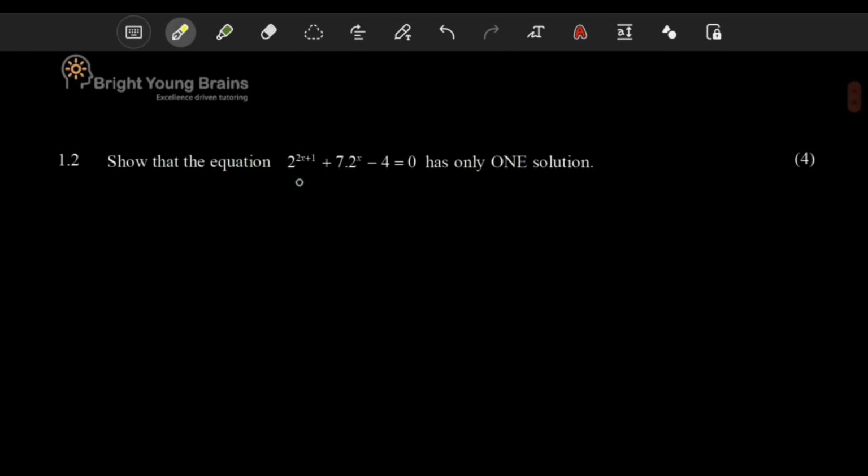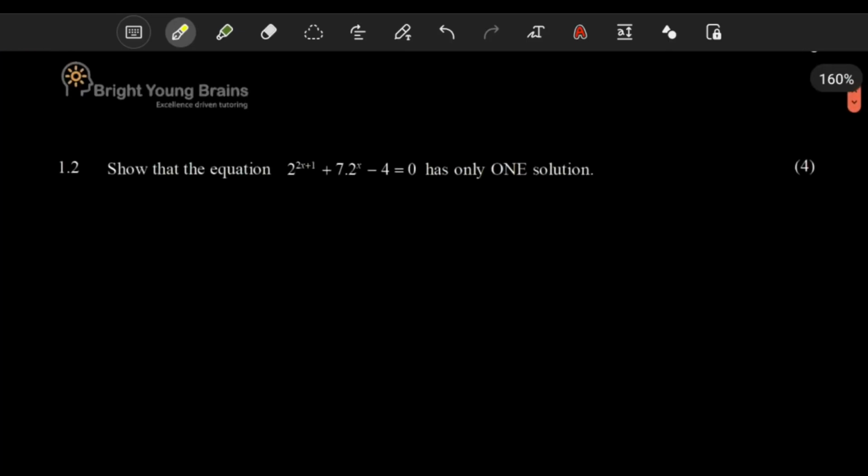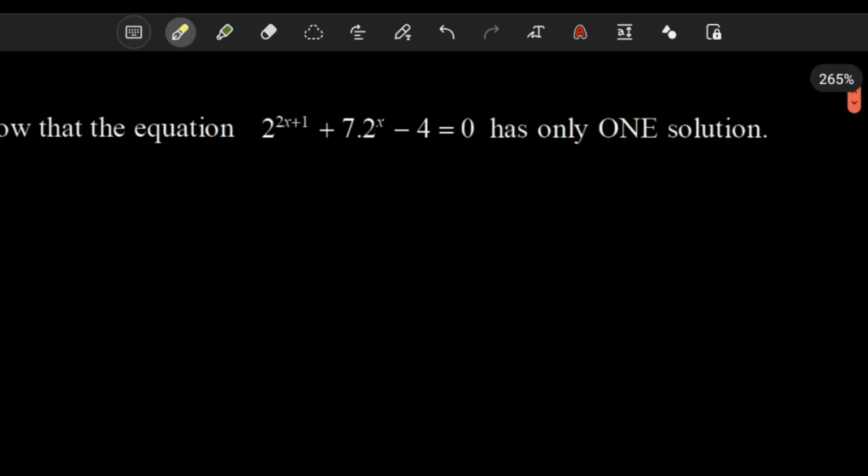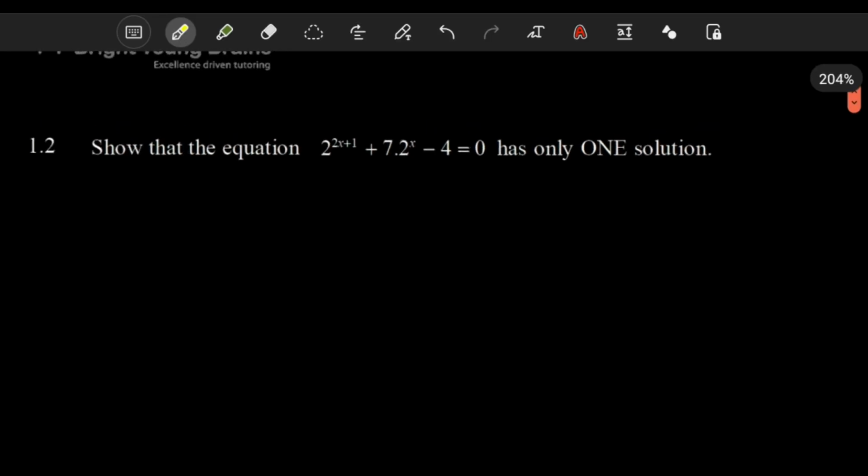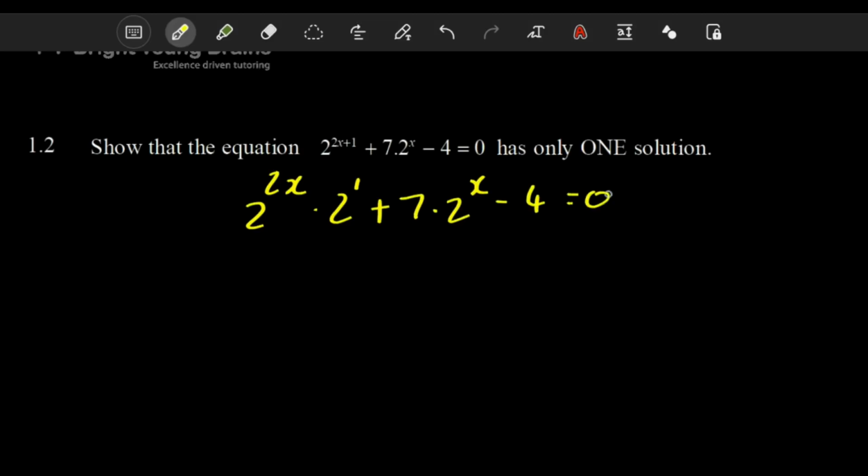Here it says, show that this equation only has one solution. Well, how many marks? It's out of 4. So an equation like this, you obviously do want to simplify first. Now something like this tells us that the bases can be combined, because you see your bases were the same, so you added the exponents. And then here, to the power of x minus 4 equal to 0.